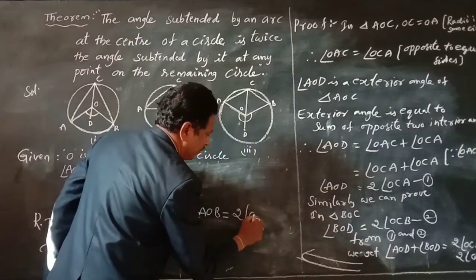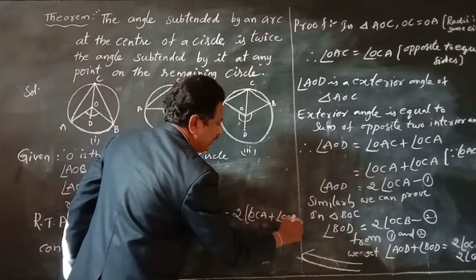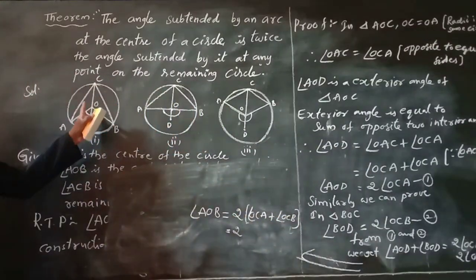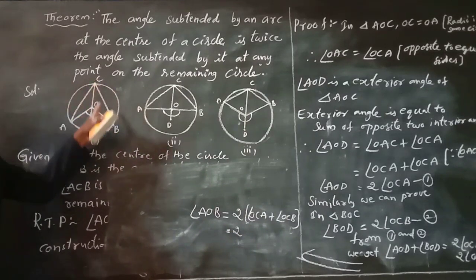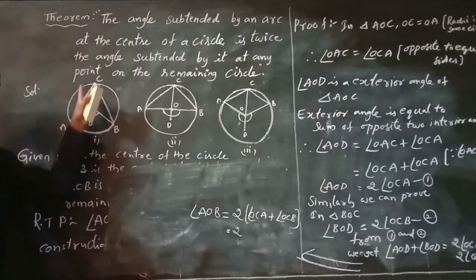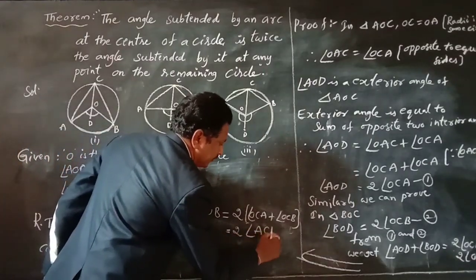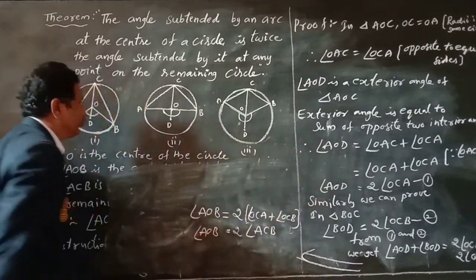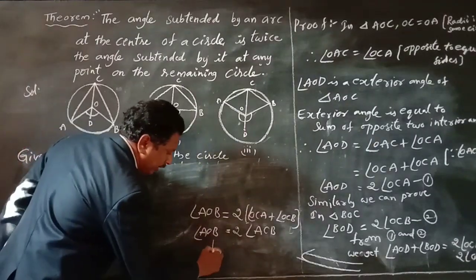Then angle OCA plus angle OCB. Here 2 angle, right? OCA plus OCB is equal to angle ACB. What do we get here? Angle AOB is equal to 2 angle ACB. That is the proof. Hence proved.